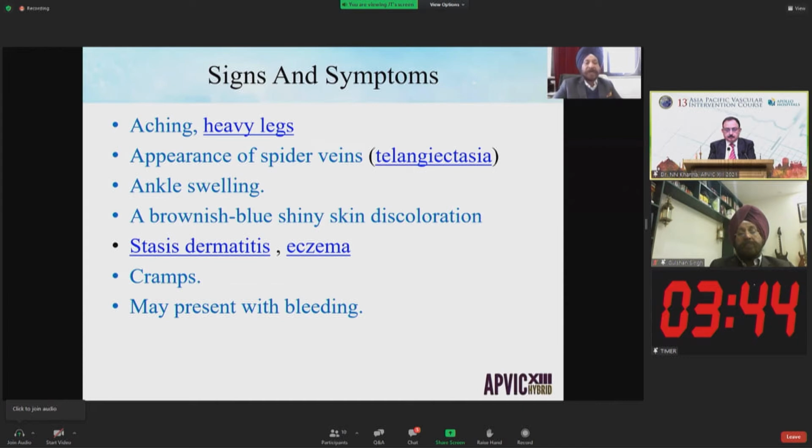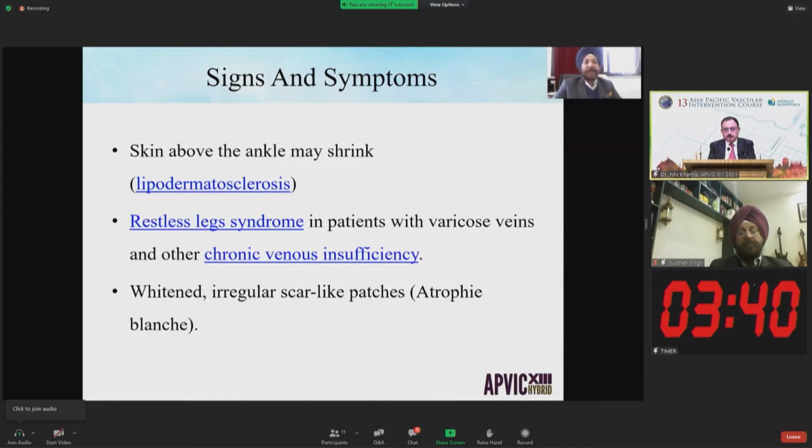stasis dermatitis, eczema, and may present with bleeding. The skin above the ankle may shrink, leading to lipodermatosclerosis. Restless leg syndrome may occur in patients with varicose veins and other chronic venous insufficiency. White and irregular scar-like patches are atrophie blanche.